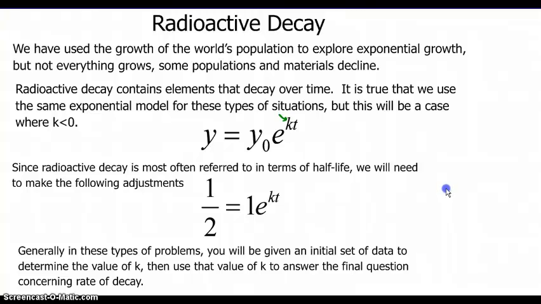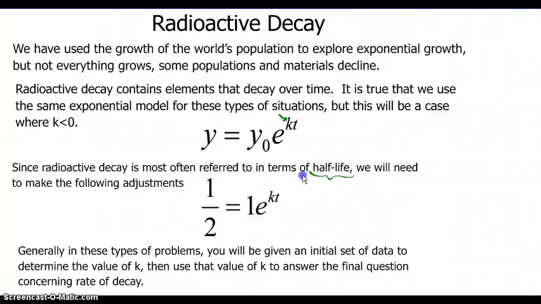Some populations and materials decline. Radioactive decay contains elements that decay over time. It is true that we use the same exponential model for these types of situations, and this is the case where k is going to be negative. Since radioactive decay is most often referred to in terms of half-life, not always, but most often, I'm just giving you this information just in case you are given half-life information.